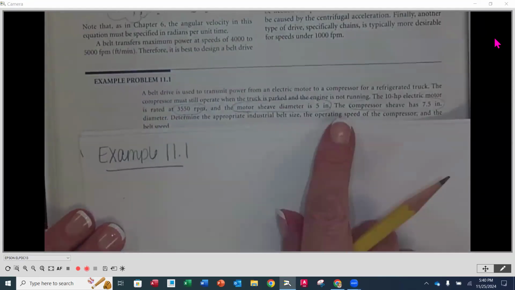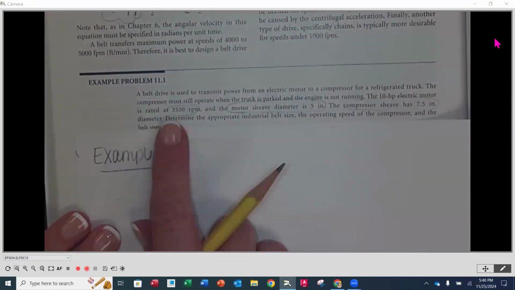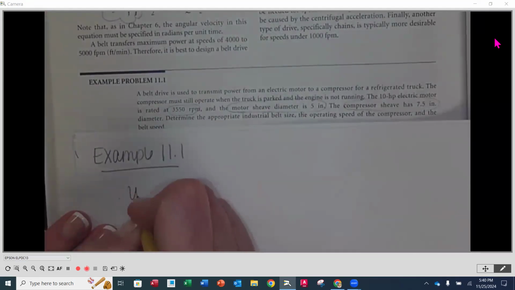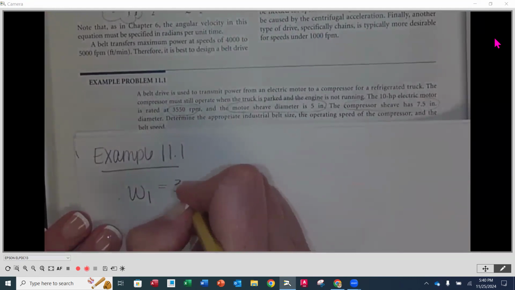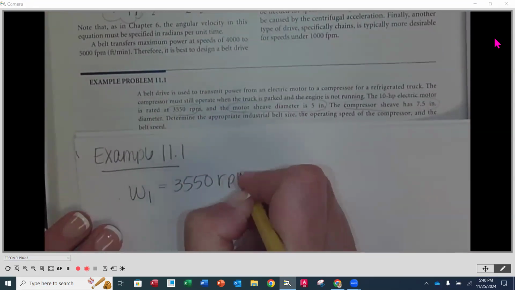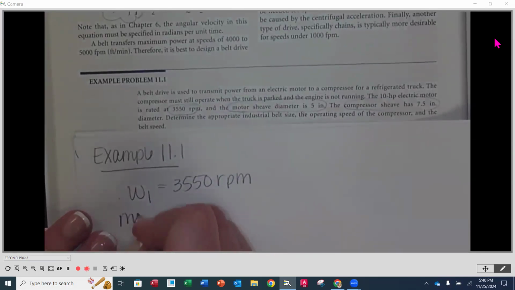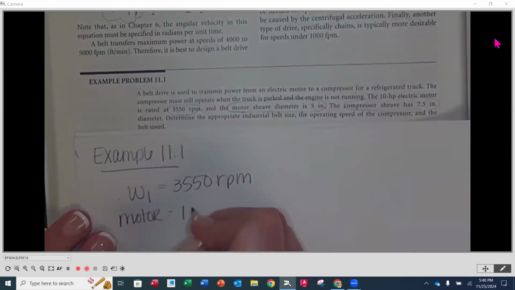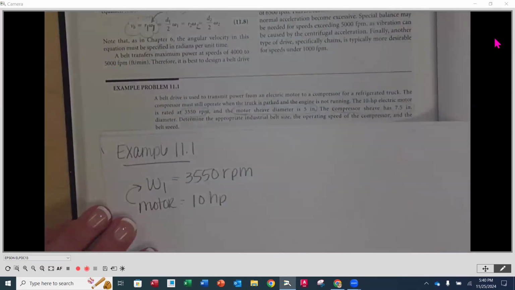Okay. So what we are given, it's telling us that we have a 10 horsepower electric motor rated at 3550 RPM. So our W1, which is our input, our motor, is going to be 3550 RPM. And that motor has a horsepower of 10 horsepower. So this is the motor RPM, motor rotational speed, and it's rated at 10 horsepower.